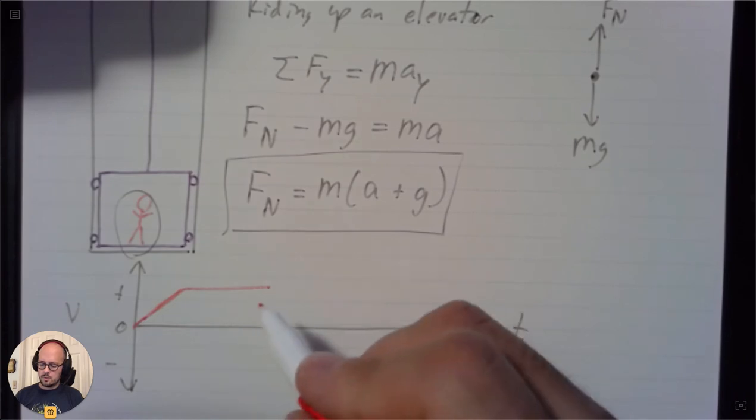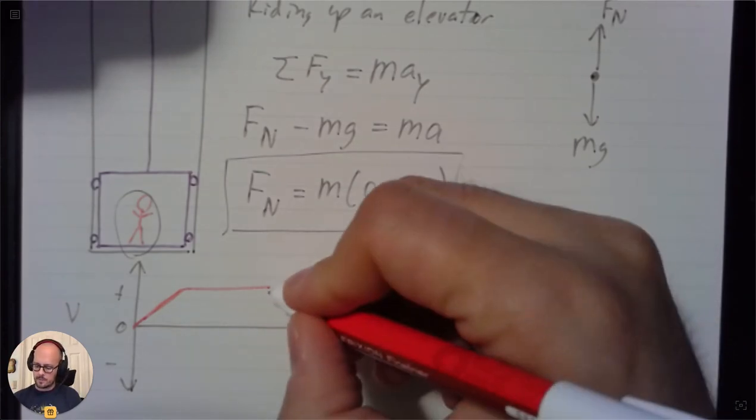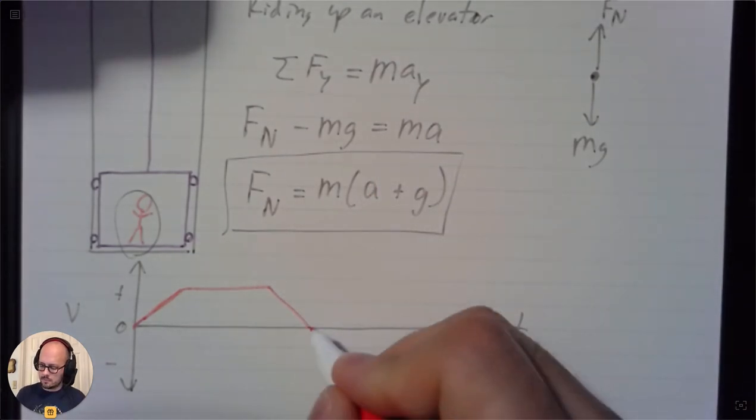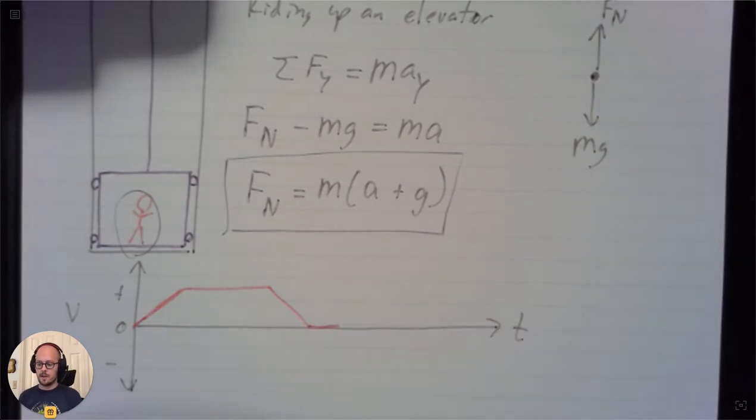When you get to the top of your ride, the elevator has to slow back down. And so we get back to a velocity of 0. And then some amount of time passes where the elevator's letting people off. Let's say you're just there to ride the elevator that day.